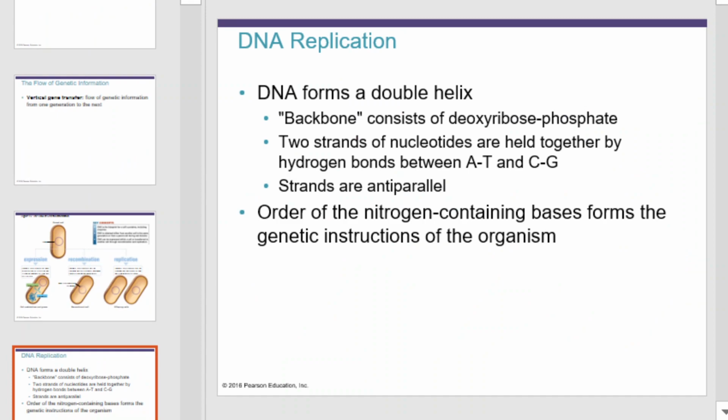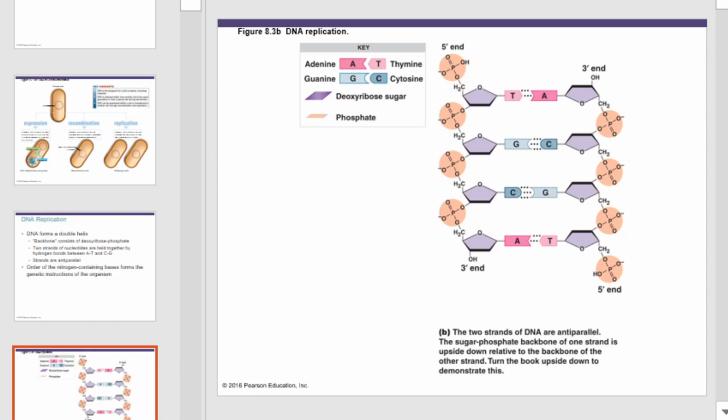DNA replication. DNA replication is the process of making a copy of DNA. DNA forms a double helix whose backbone consists of deoxyribose and phosphate. Two strands of nucleotides are held together by hydrogen bonds between adenine, thymine, guanine, and cytosine, and the strands are antiparallel. The order of the nitrogen-containing bases forms the genetic instructions of the organism. This is a picture of DNA.